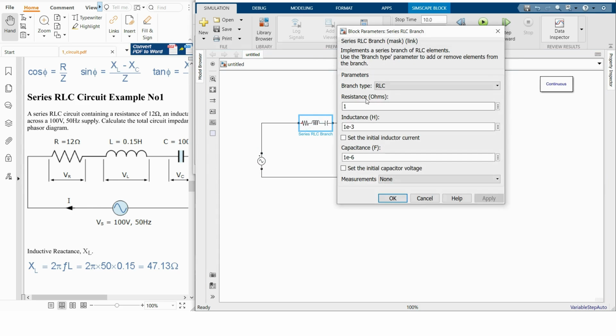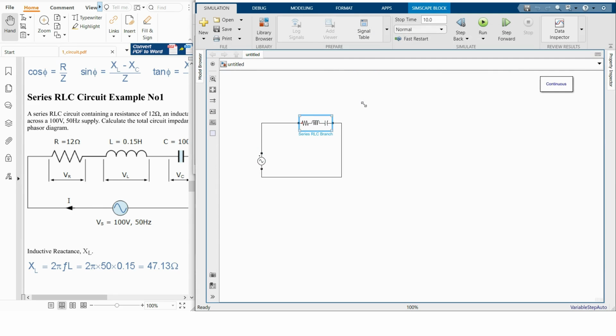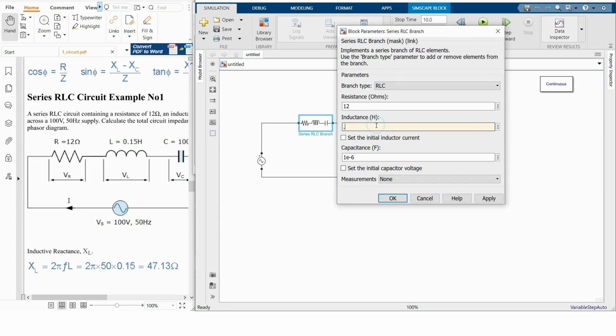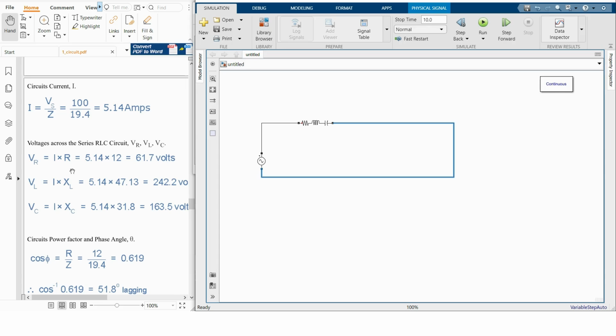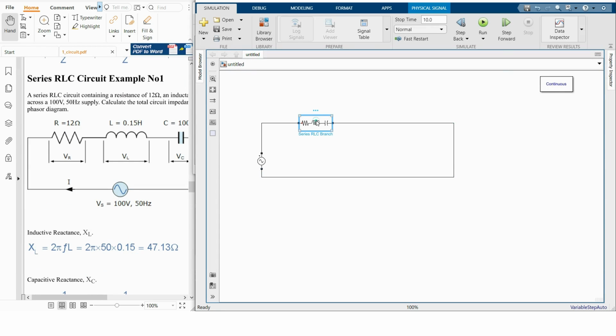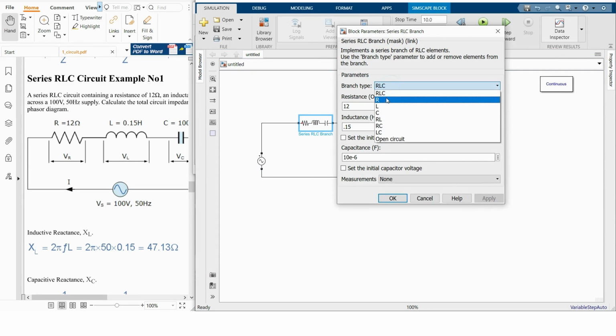Here R is 12, L is 0.15 Henry and C is 10 picofarad. We have to calculate the voltage across each series branch. For that, I am discretizing this circuit.